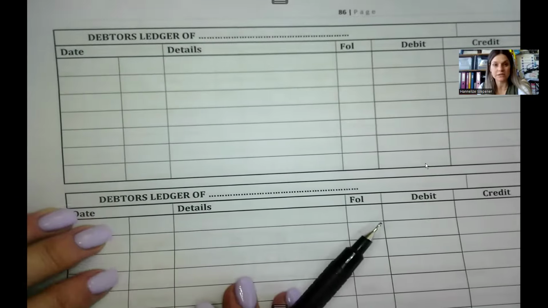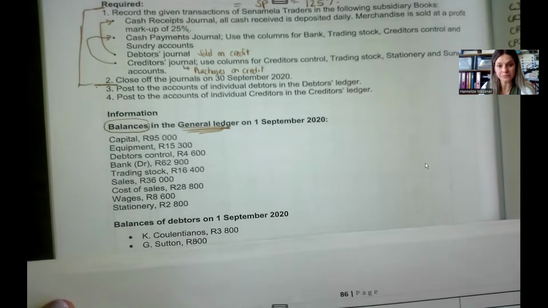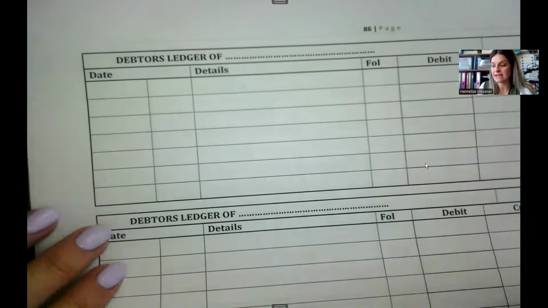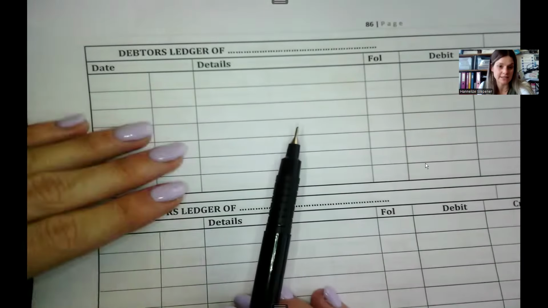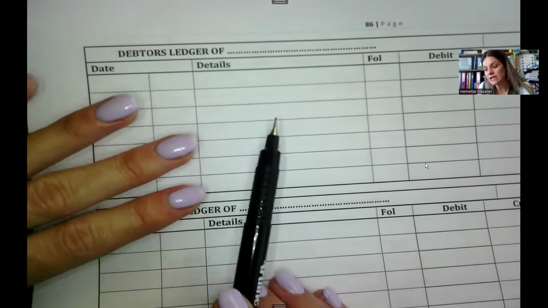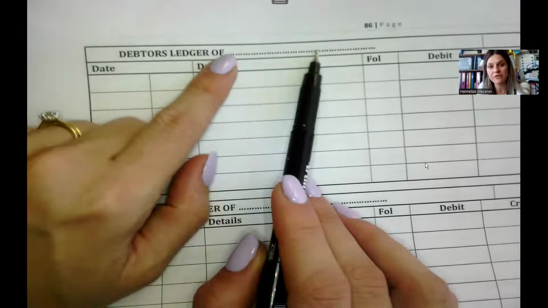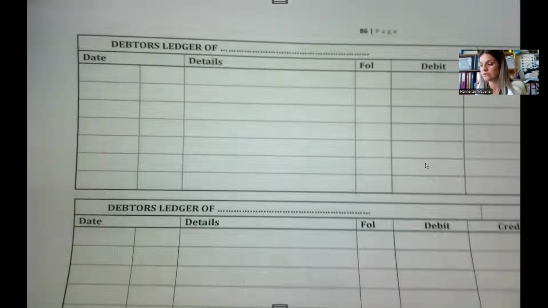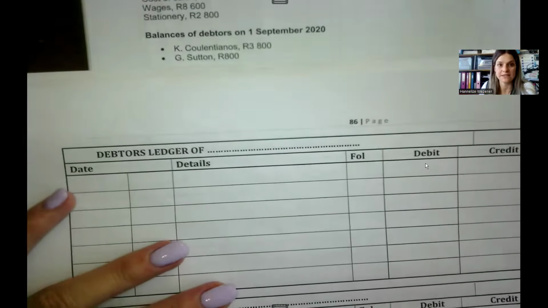They want us to do debtors ledgers for the two debtors that we started with on the 1st of September. Those are your debtors. Remember that in the debtors ledger, we are going to have an account for each one of our debtors, and we will only include in this account the transactions for the specific debtor to whom this account has been allocated. So I'm going to go down here. There we go, so we can see the name there.